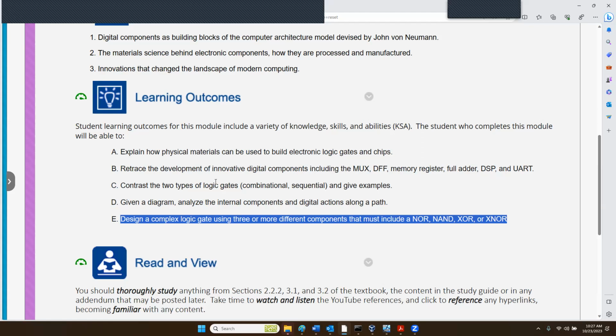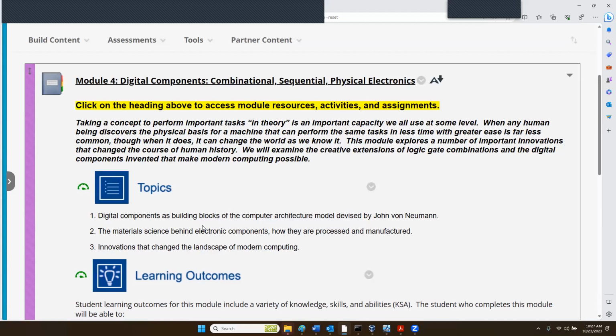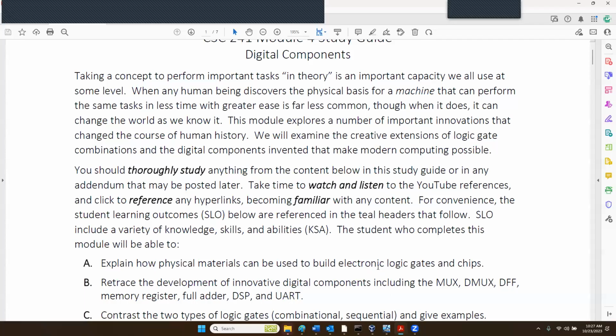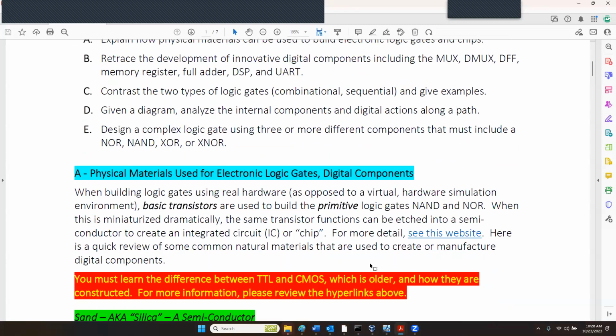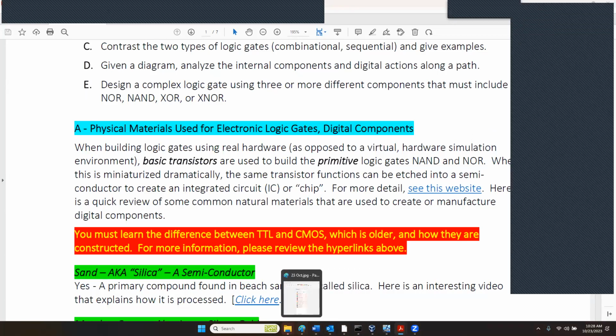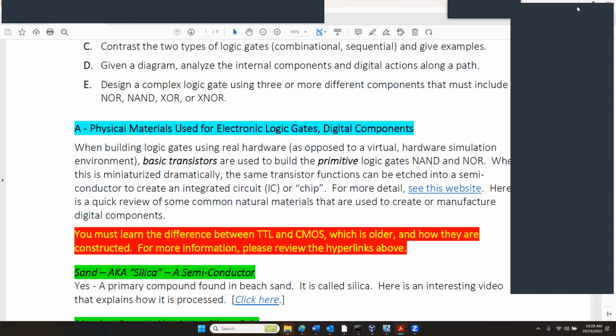Any questions about the overview of Module 4? Could someone unmute your microphone and let me know we're still there? Yeah, we're still here. Yes. Okay.